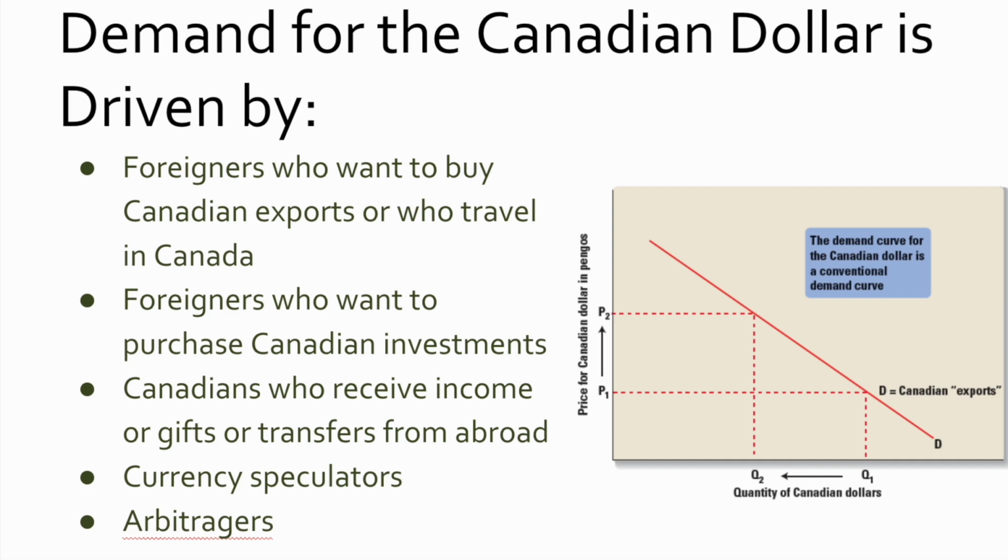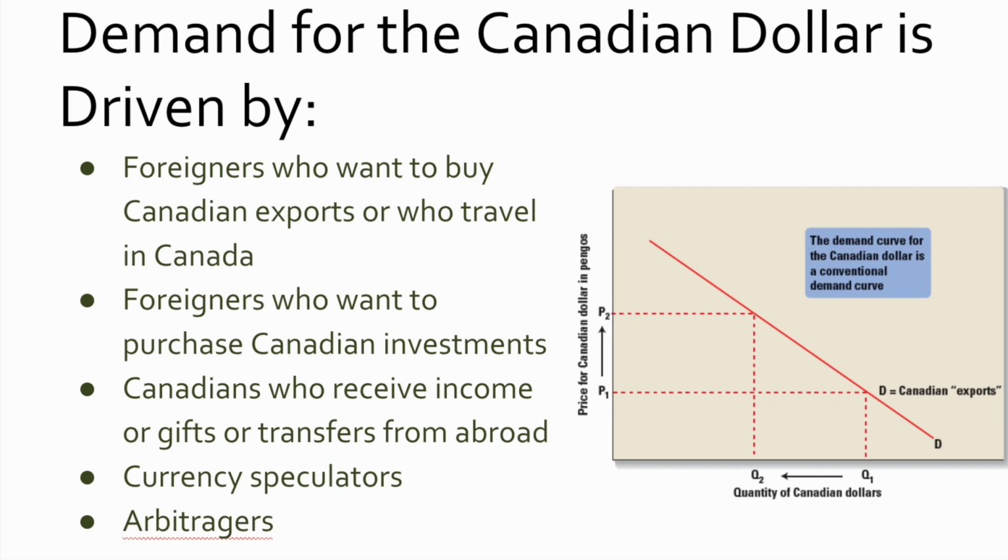What we think about really is that money is a commodity. People buy it and sell it. And because of that, like every other commodity, the laws of supply and demand affect it. So foreigners who want to buy Canadian exports or who travel in Canada are going to increase the demand for Canadian dollars. You're going to need Canadian dollars in order to buy those products from Canada.